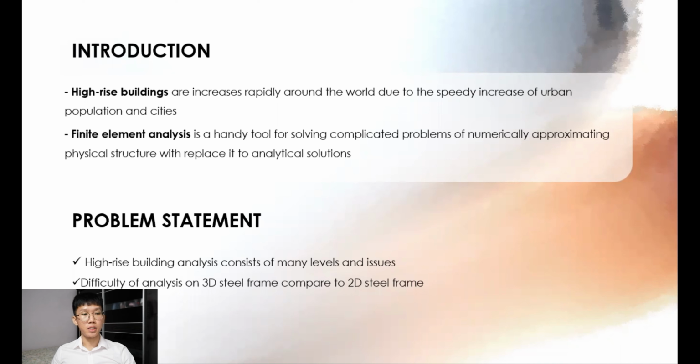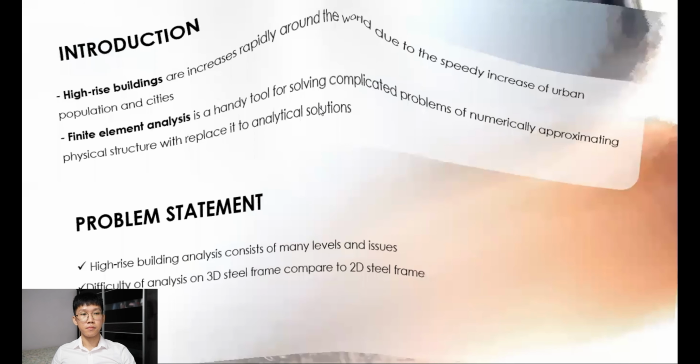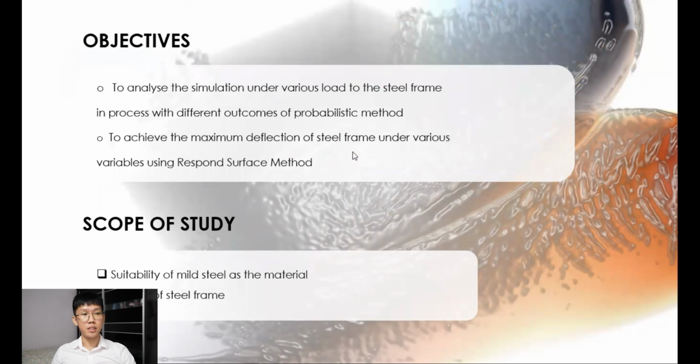The problem statement. High-rise building analysis consists of many levels and issues. Difficulty of analysis of 3D steel frames compared to 2D steel frames. Next, the objectives. To analyze the simulation under various loads to the steel frame in process with different outcomes of probabilistic methods. To achieve the maximum deflection of steel frame under various variables using response surface method. The scope of study. Suitability of steel as material. Stability of steel frames.